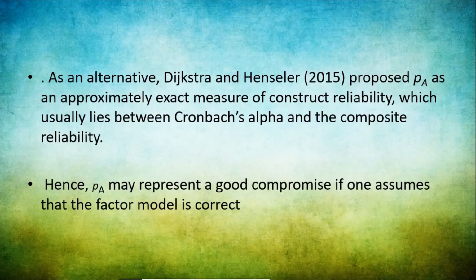As an alternative, Dijkstra and Henseler in 2015 proposed Rho A as an approximately exact measure of construct reliability, which usually lies between Cronbach's alpha and the composite reliability. Hence, Rho A may represent a good compromise if one assumes that the factor model is correct.